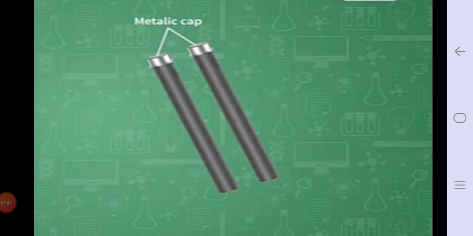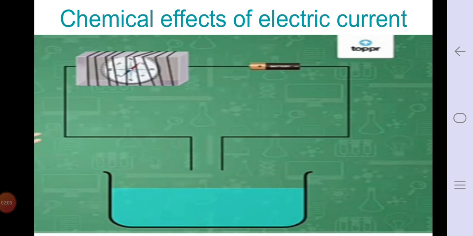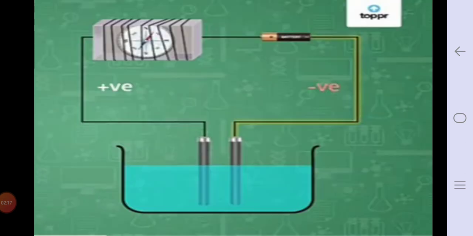Now, why do we need to clean that? There may be some dirt on that, so we have to remove that with the help of sandpaper. You know sandpaper, which is rough in nature. So with the help of that sandpaper, we need to clean these metallic caps first. Now we are going to attach these to the two wires we see here, the two open ends. In the previous activity we dipped the two ends directly into the water, but now we are going to attach these electrodes like this to those two wires.